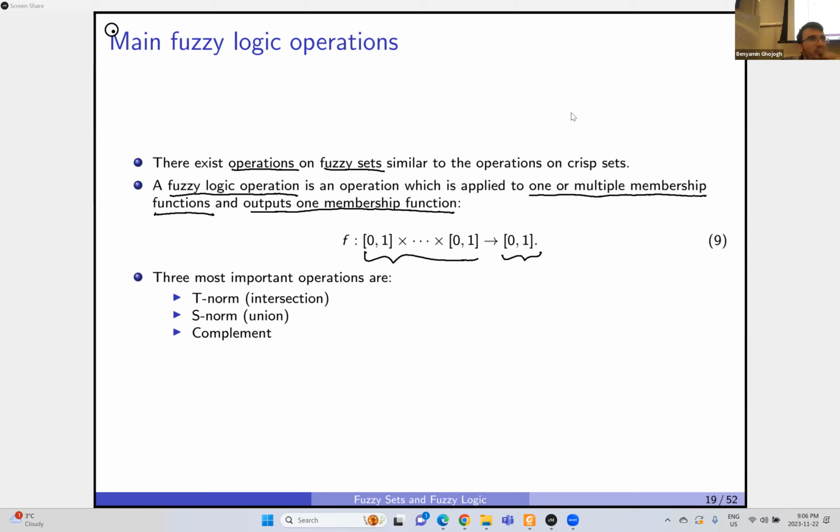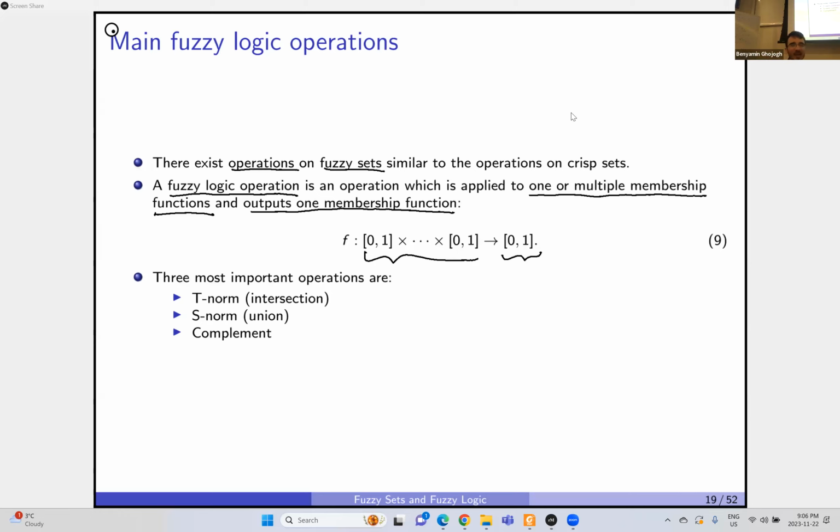What are the main operations in binary logic? There are three main operations: AND, OR, NOT. You can make any other operation out of these three.